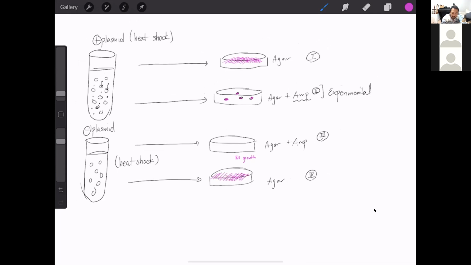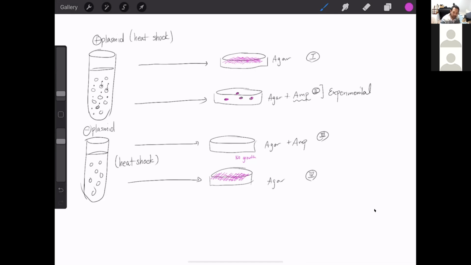Just like that. Because of course, in this plate, there's no ampicillin, there's no plasmid, but you don't need plasmid if you're just going to grow on agar anyway. So this is what you should see. In a successful transformation experiment, you should always see full growth on plate 1, and agar plus amp should be spotty with few colonies. You should see no growth on plate 3, and then you should see full growth on plate 4.